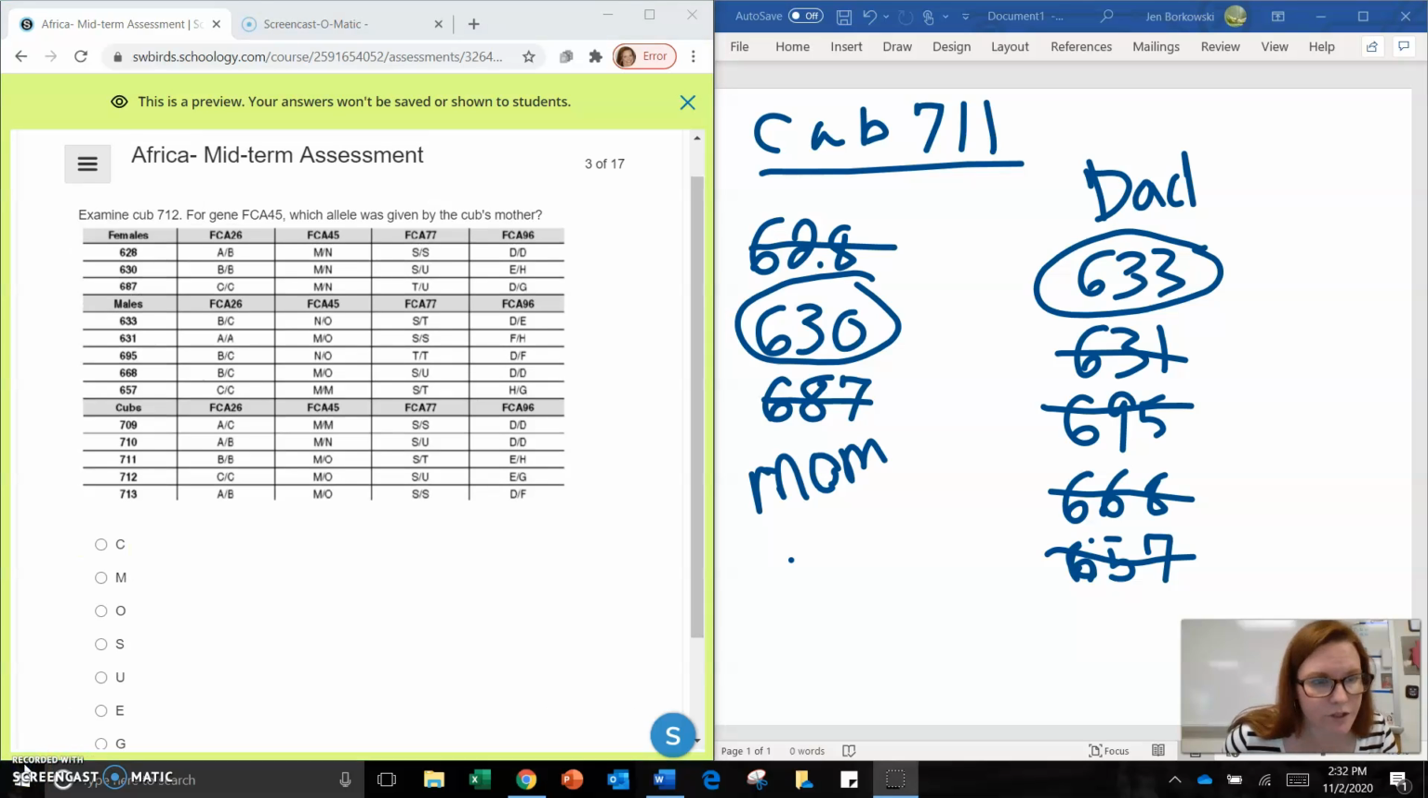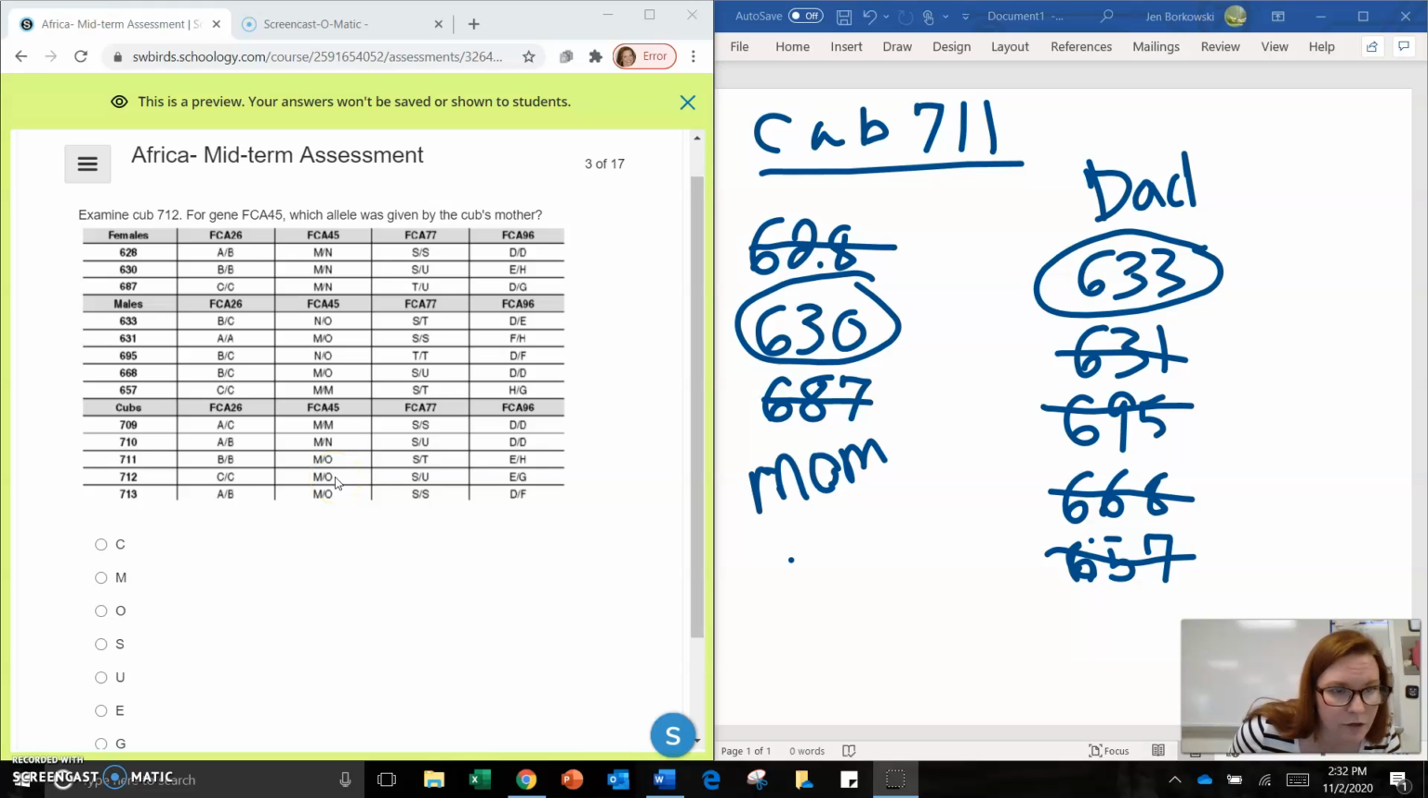Okay, on to question number 3. Question number 3 says, examine cub 712. For gene FCA45, that's this gene right here, which allele was given by the cub's mother? Okay, so let's look to see what alleles the cub even has for FCA45. So cub 712 has an M and an O.